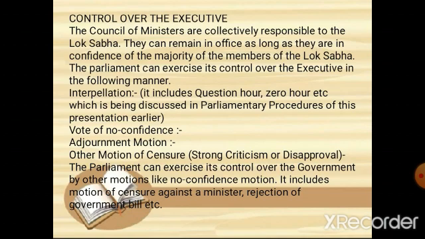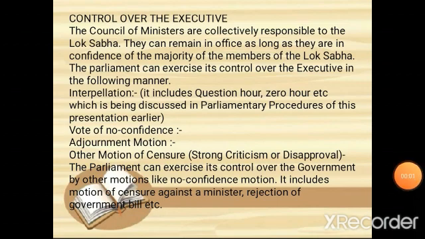They can remain in office as long as they have the confidence of the majority of the members of the Lok Sabha. The parliament can exercise its control over the executive in the following manner. The first one is interpellation. It includes question hour and zero hour, which are discussed in the parliamentary procedures. Vote of no confidence, again adjournment motion. Okay, so through all these forms, the Lok Sabha controls the Council of Ministers.